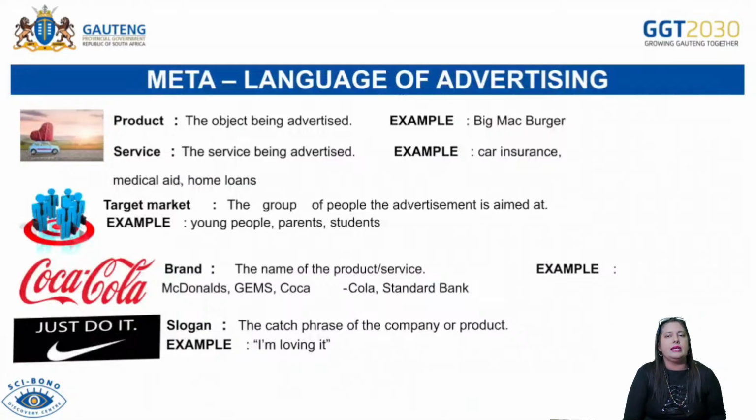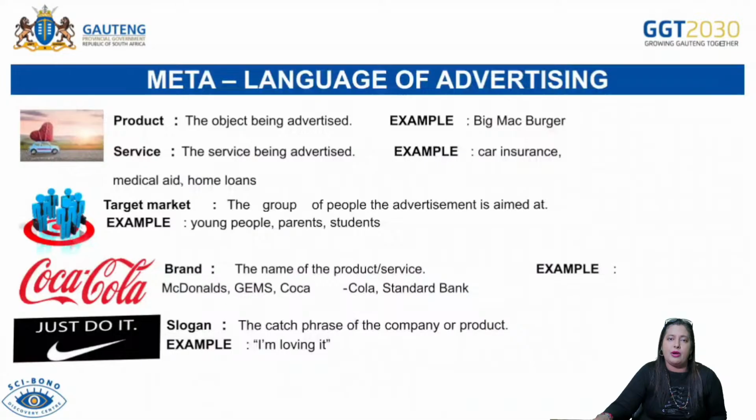Good. Now we're looking at the meta language of advertisements. Product obviously is the object being advertised. Service is something that's not tangible, okay? For example, car insurance or medical aid or all of those things, right? Then you've got the target market. I did say to you, it's a specific group of people that the advert is aimed at. Then you've got the brand. I've mentioned brands to you here in this particular lesson so far. And then you've got what we call the slogan.